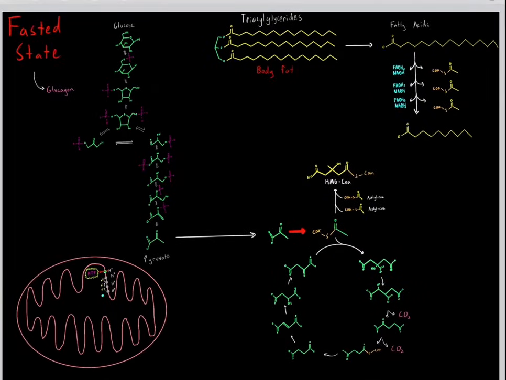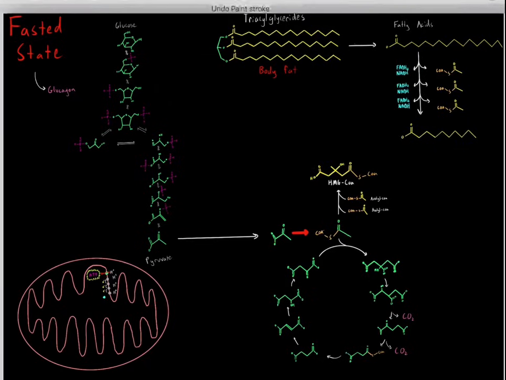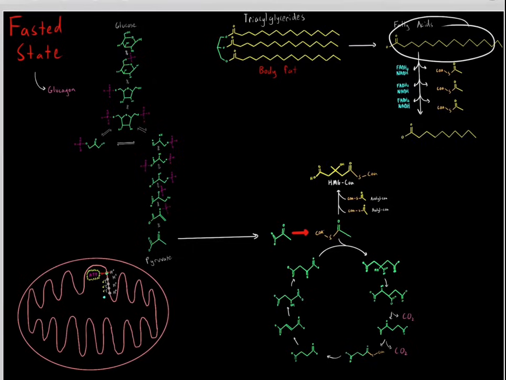So that's what happens during the fed state. But what about the fasted state? For example, let's say we haven't eaten a meal for a couple days. What is the source of energy if we don't eat? Well, we can use these triacylglycerides as a storage form, as a source of energy, where we hydrolyze these ester linkages, releasing free fatty acids.